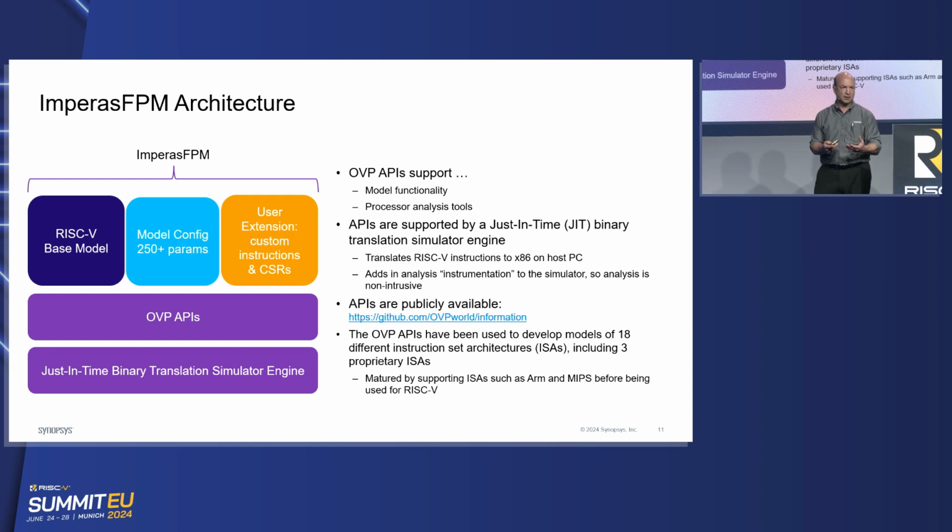And so it's completely non-intrusive, which is really important from an analytical perspective. These APIs are publicly available. There's a GitHub repo there for the APIs. They were first released in 2008, and these APIs have been used to build models of 18 different instruction set architectures, including ARM, MIPS, Renesas, down the list, but also including 3 proprietary APIs where users just took the APIs and started from scratch, building their own processor models. So this is actually well documented and user friendly.